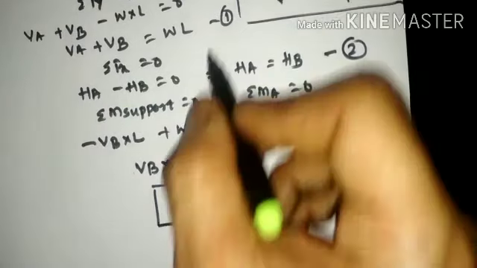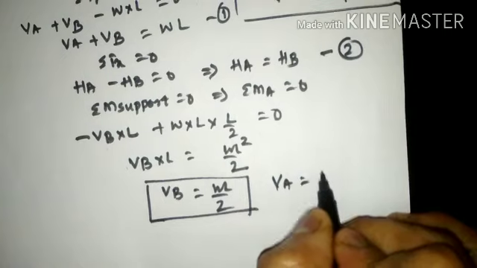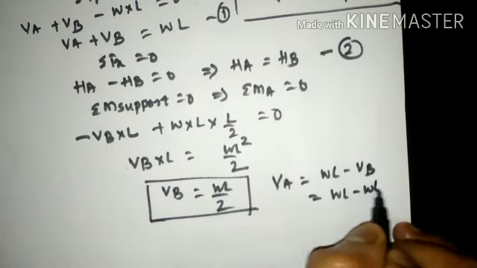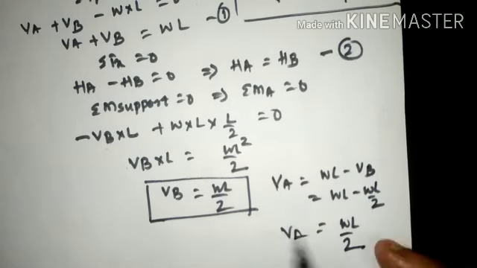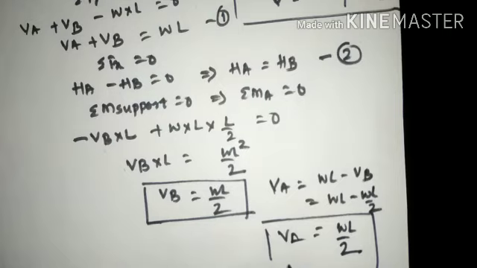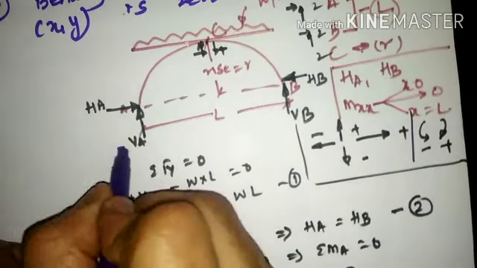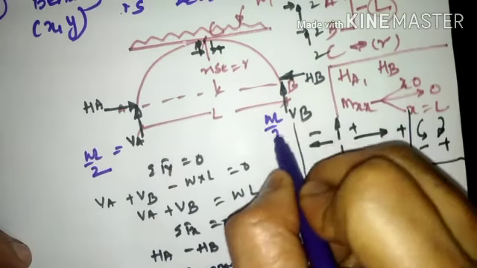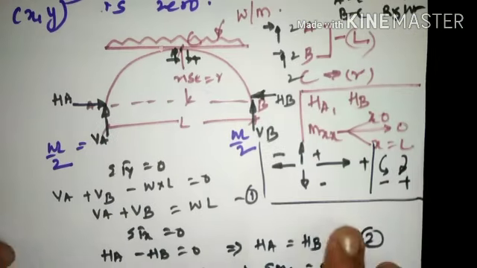Substitute this in equation number 1. VA will be equal to WL minus VB, which will be WL minus WL by 2. VA shall come out to WL by 2. So this is the second unknown that we have calculated. VA value is WL by 2 and VB value is also WL by 2. Both the values are the same because it is symmetrically loaded. As a resultant, both the magnitudes shall be the same.